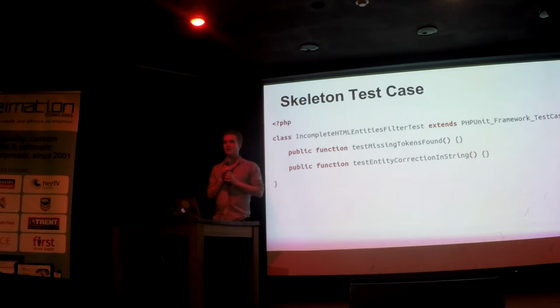So now I can set up a test case. I don't have a single line of code that's doing multiple things. I have two specific pieces of logic, and I know what they're meant to do. So I have a test for missing tokens being found, and I have a test for actually correcting that entity within a string.